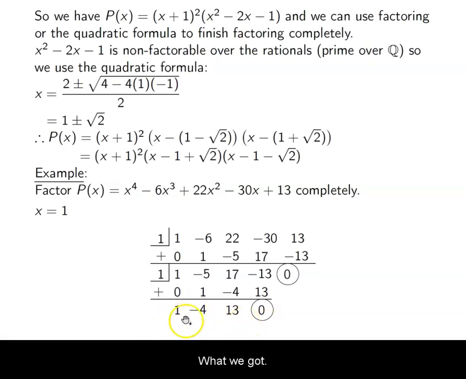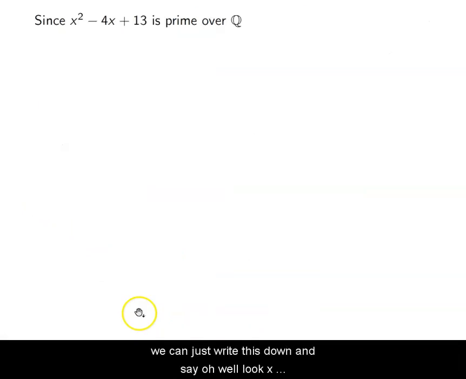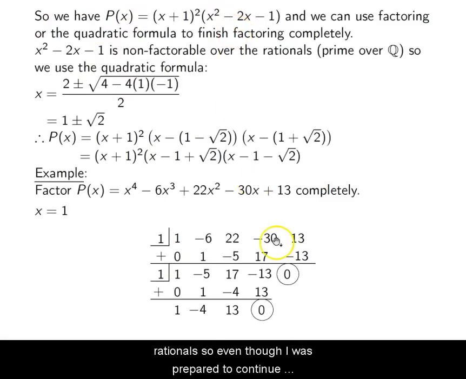Well, we got down to a quadratic, okay? We can keep going, which I was very prepared to do, or we can just write this down and say, oh, well, look, x squared minus 4x plus 13. There's no factors of 13 to add to 4 or negative 4, right? 1 and 13 don't get there. So it's prime over the rationals. So even though I was prepared to continue going, I have my two zeros. I'm down to a quadratic.